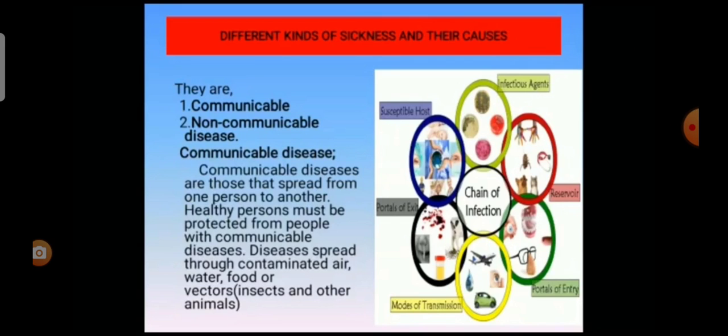Let us see about the different kinds of sickness and their causes. The diseases are of two types. One is communicable disease and the other one is non-communicable disease. Let us see about the communicable diseases. Communicable diseases are those that spread from one person to another. Healthy persons must be protected from people with communicable diseases. Diseases spread through contaminated air, water, food, or vectors.